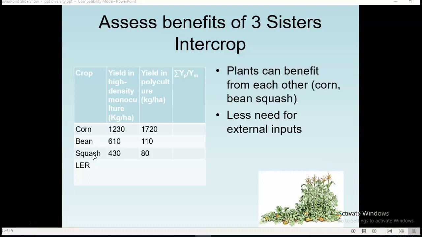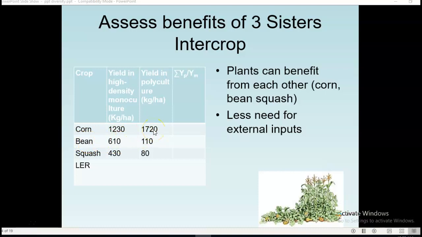So they actually do better when they're grown together than when they're grown separately. The corn in particular does a lot better. Look at the kilograms of corn per hectare in polyculture is higher than the kilograms of corn per hectare in a monoculture. It's not as high here for beans and for squash, but it's very high for corn, probably because the beans are nitrogen fixers and help the corn.